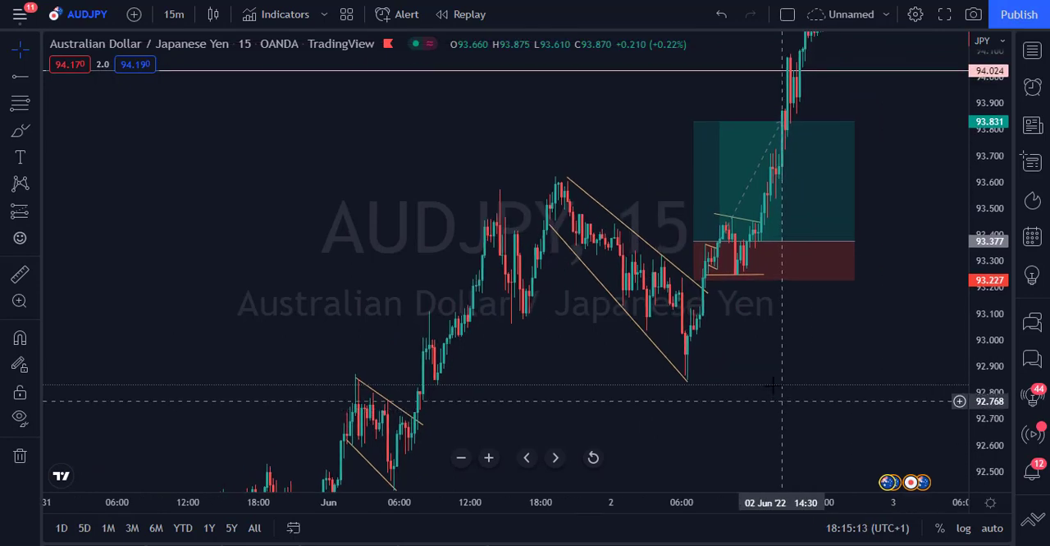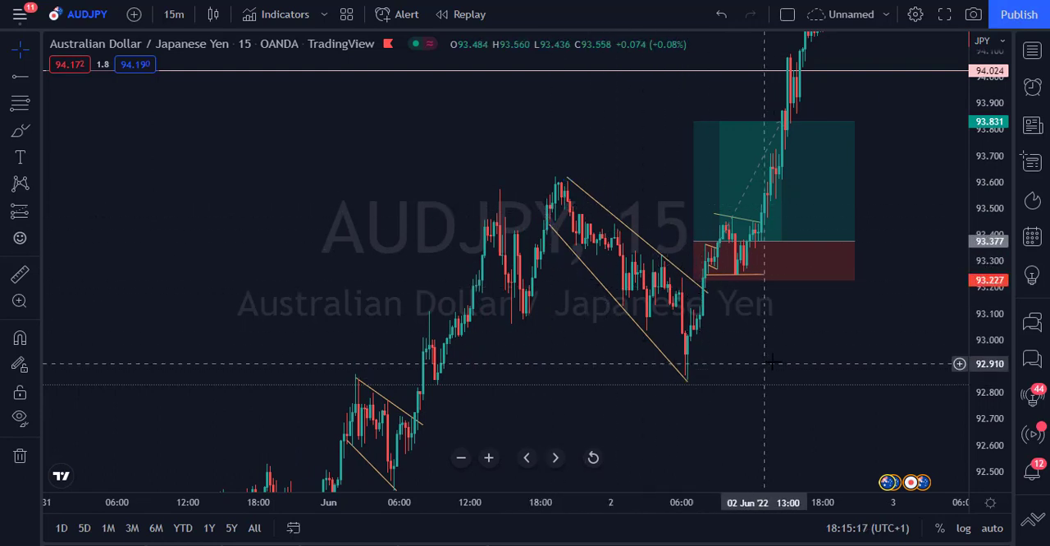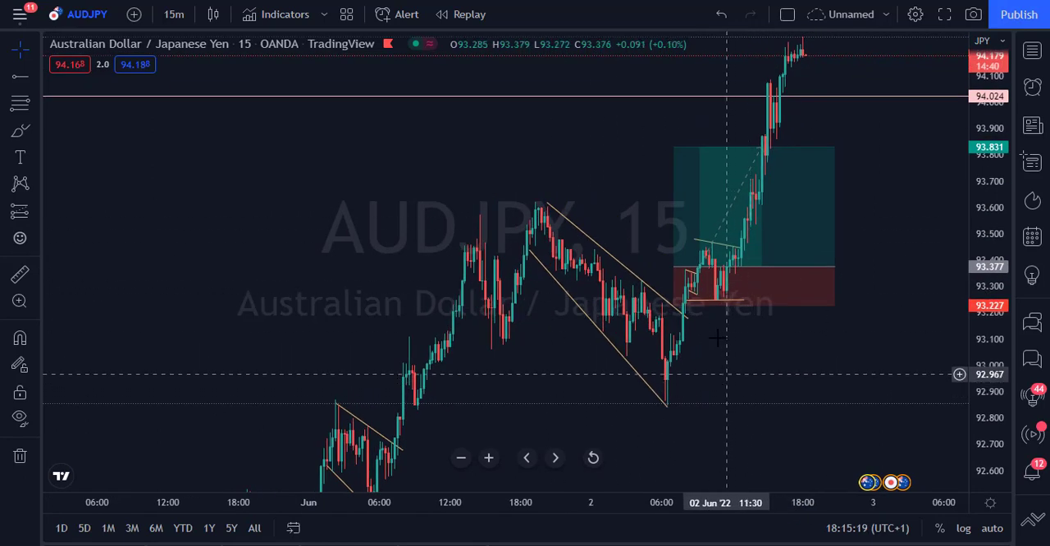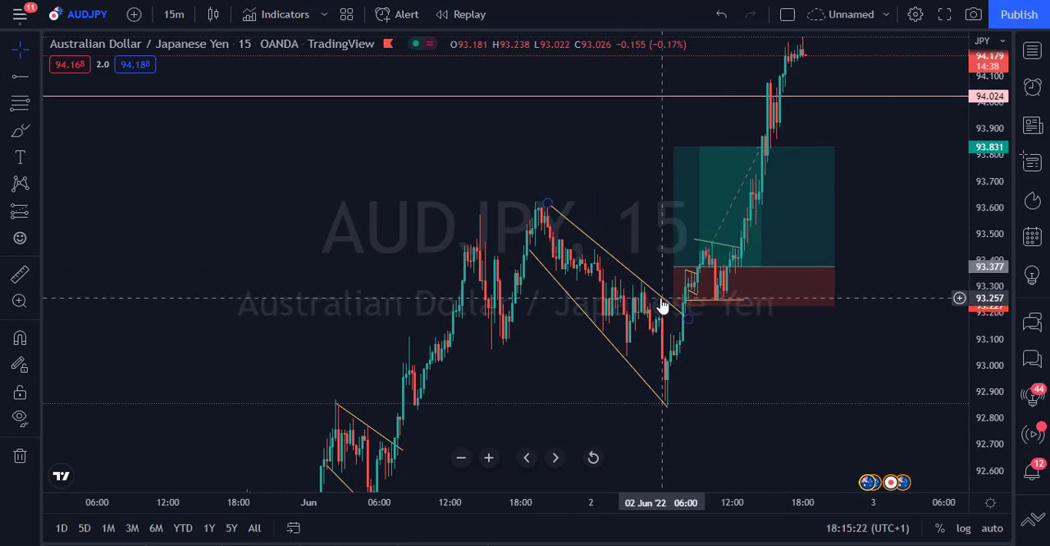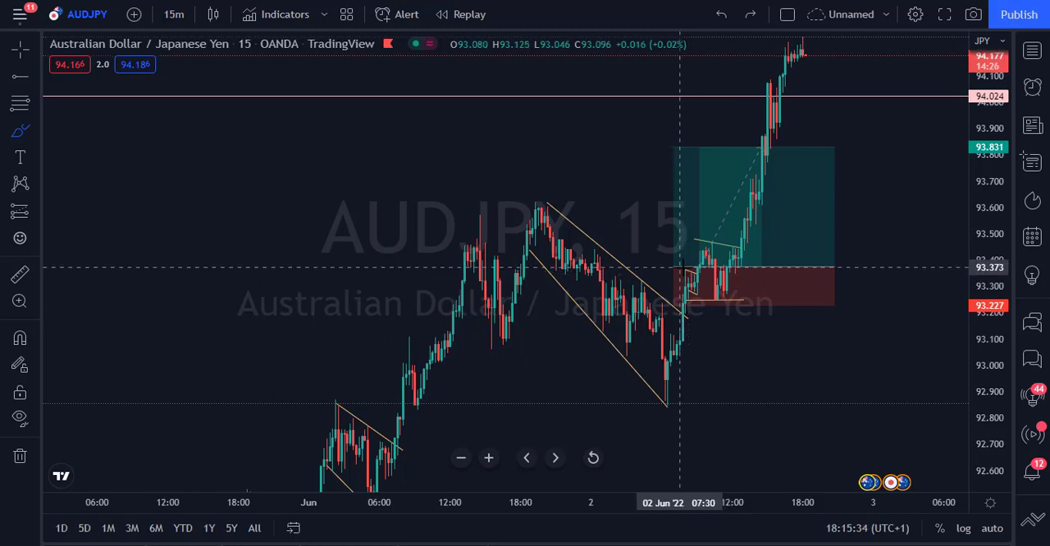So at the time, this was what I saw. I saw this falling wedge or flag, however you want to call it. And then I saw a breakout of this structure, and I saw this correction. So this correction was my entry. Actually, this little correction here was my entry at the time. I saw that correction and I placed a buy stop order over there, just where you have that.